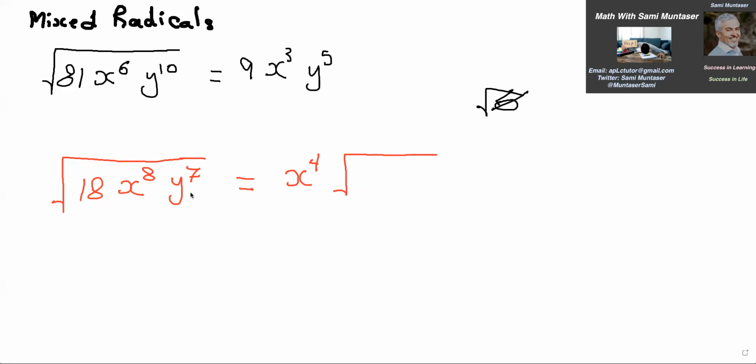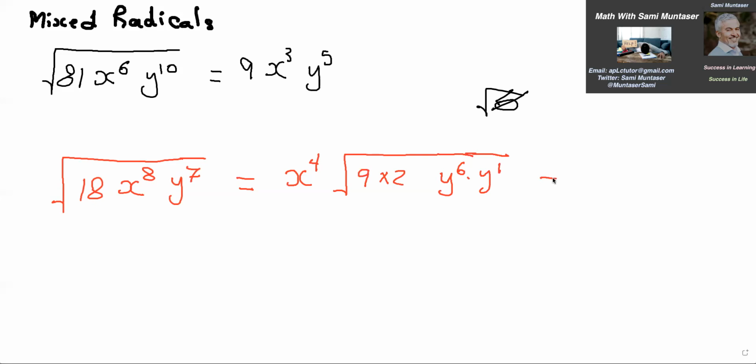But these numbers, since they are not perfect squares, you've got to find the perfect square that goes into 18. The largest perfect square that goes into 18 is 9. So you could change 18 to 9 times 2. And also y to the 7. See, the 7 doesn't divide by 2. That's why it's not a perfect square. So you've got to change this to y to the 6 times y to the 1, because y to the 6 times y to the 1 will give me y to the 7. And this is the largest perfect square that comes out from y to the 7.